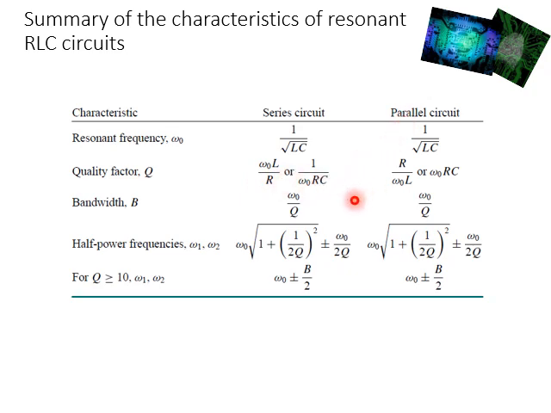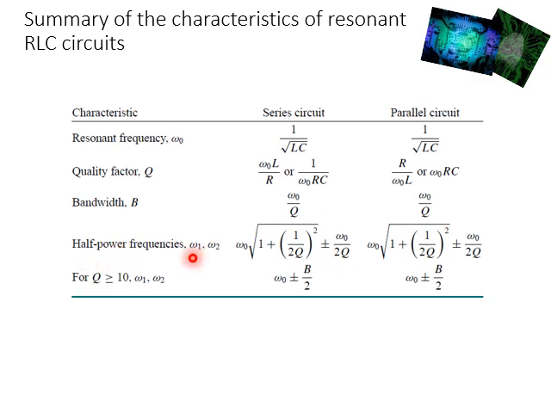For parallel, it is the reciprocal of this value, meaning for parallel we have R over omega naught L. In series we have omega naught L over R. So this is the reciprocal, the 1 over Q. Whereas we have another one, 1 over omega naught RC for series, and we have omega naught RC for parallel. So this is the reciprocal of this. Bandwidth is the same, which is omega naught over Q, or we can say that the bandwidth is the same, which is omega 2 minus omega 1.